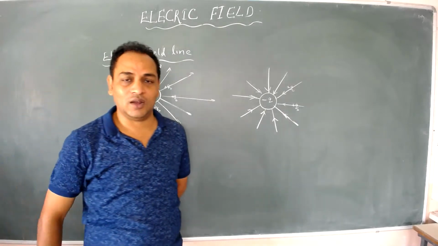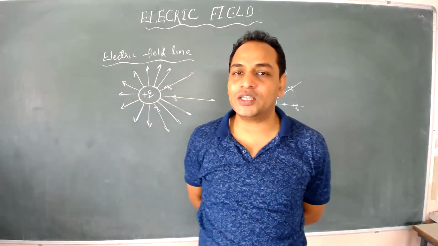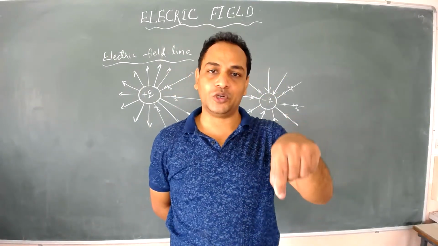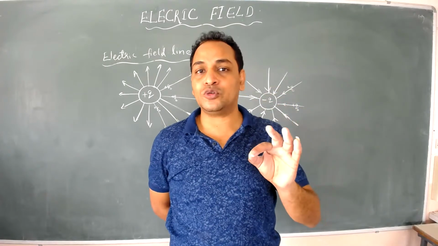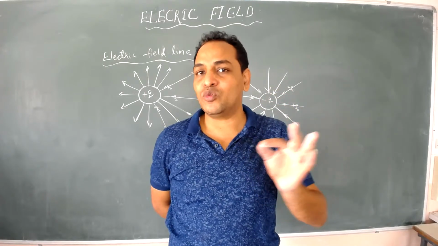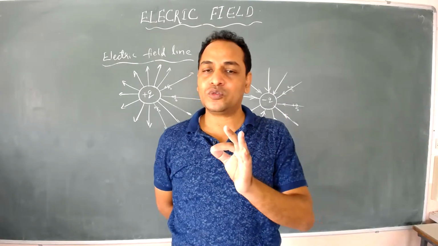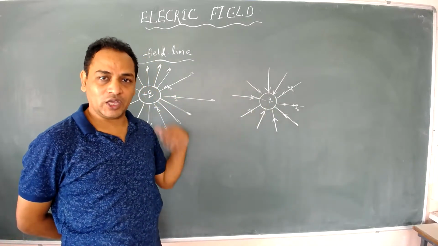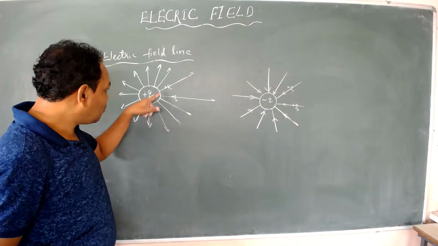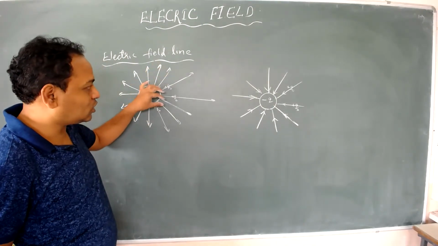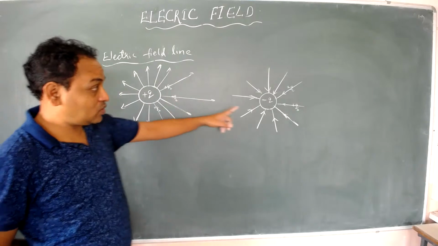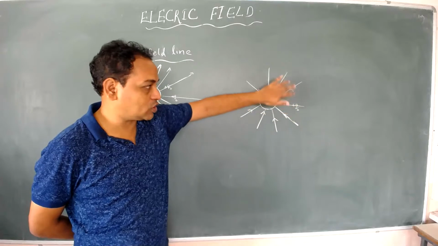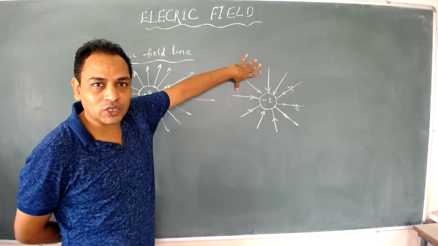So once again I tell, what is an electric field line? An electric field line is nothing but the path on which a unit positive charge, if you place it, will tend to move. Either it moves away from the charge or it moves towards the charge. That depends upon the nature of the charge, whether it is positive or negative. Clear? So that's why we can say that for a positive charge the electric field lines always emit outside, whereas for a negative charge the electric field lines always move towards it. That is, they terminate at the negative charge.